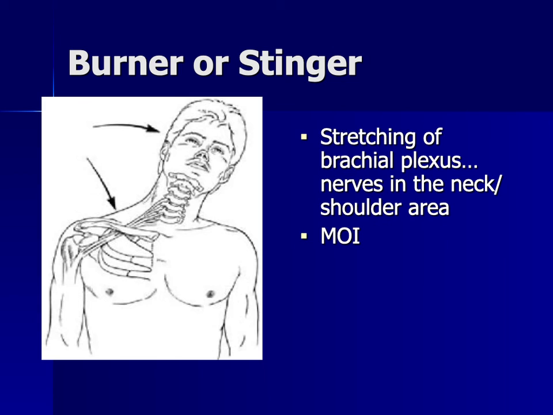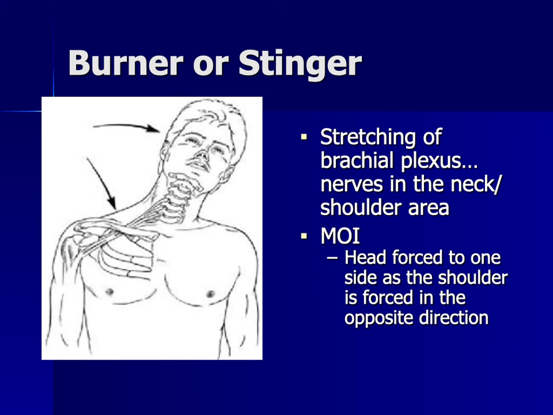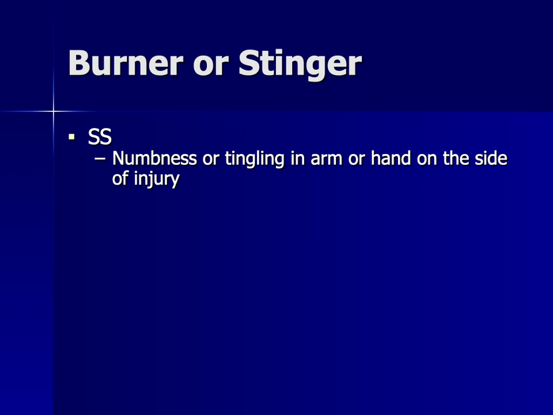So what happens here is that the head is forced in one direction. Head is forced in one side, as the shoulder is forced in the opposite direction. So you can see in the picture what that looks like. The shoulder goes down one direction, the head goes in the opposite direction. So our signs and symptoms here: numbness or tingling in the arm or hand on the side of the injury. So if they get hit, this happens on the right side, it'll be on your right hand and arm.